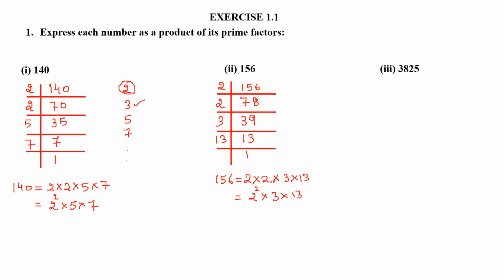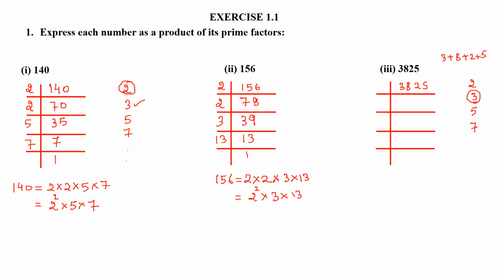Next is 3825. So 3825, first of all this is an odd number. So it won't come in the table of 2. So now move to the next prime number which is 3 and use the divisibility rule. Once you add the digits 3 plus 8 plus 2 plus 5. So 3 plus 8 is 11, 11 plus 2 is 13 and 13 plus 5 is 18 and 18 is a multiple of 3. So it is divisible by 3.